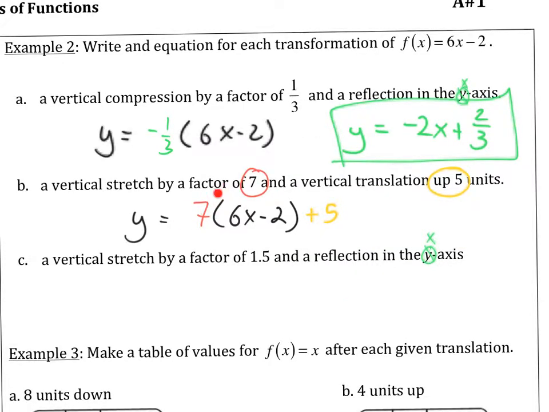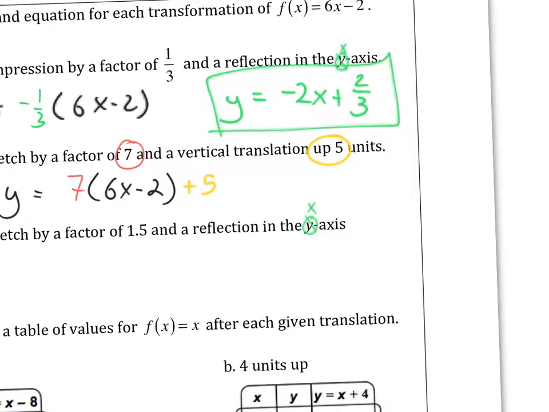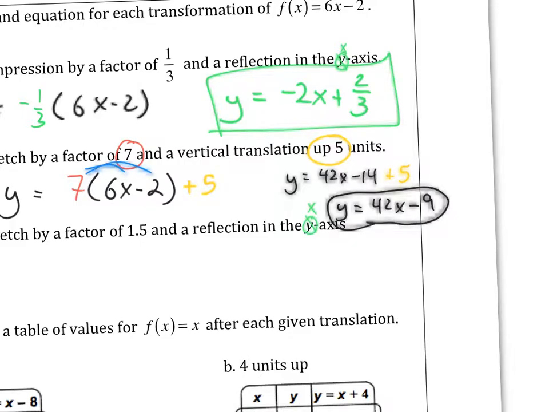So vertical stretch, so I multiply outside the original function. I'm going to add 5 outside in order to shift it up 5. And now I'm just going to take a moment to distribute and clean this up. Distributing it first will give me y equals 42x minus 14 plus 5. The plus 5 is still there. And now we simplify by combining like terms, and minus 9. So that's my final result.